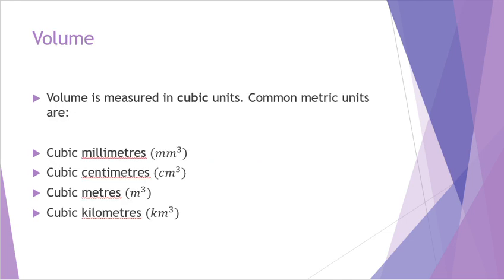All right. So these are the main units of measurements you need to know for volume, okay? And they're measured in cubic units. So you got cubic millimeters, cubic centimeters, cubic meters, and cubic kilometers. Here are how they are written out.